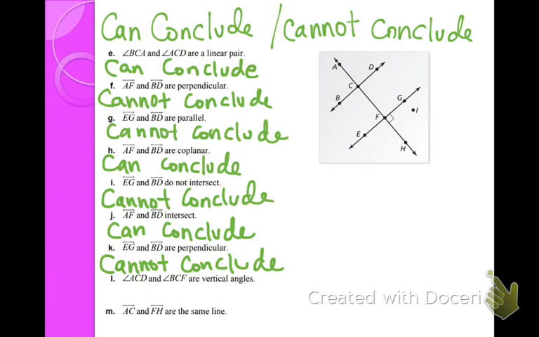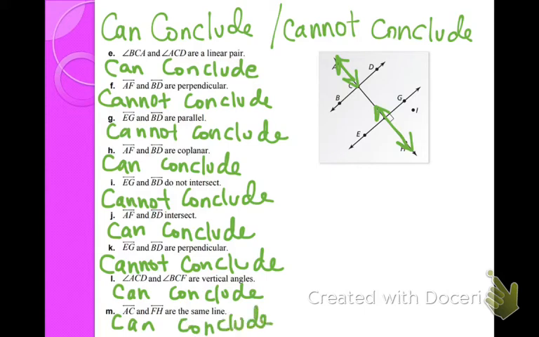ACD, which is this angle, and BCF are vertical. Remember that vertical angles are created by two straight lines that intersect. They only touch by the vertex and they're across from each other. So are these vertical angles? Yes, so we can conclude. And then last, AC. So AC and FH are the same line. What do we think? Can conclude. Yeah. So yes, because of those arrows, it means they continue infinitely and they represent the same line.